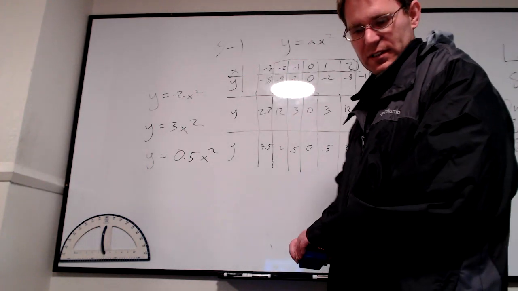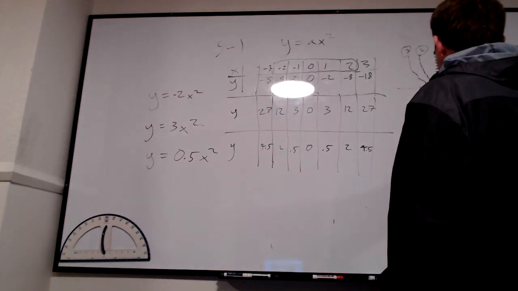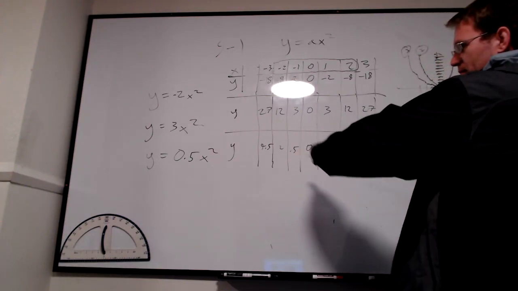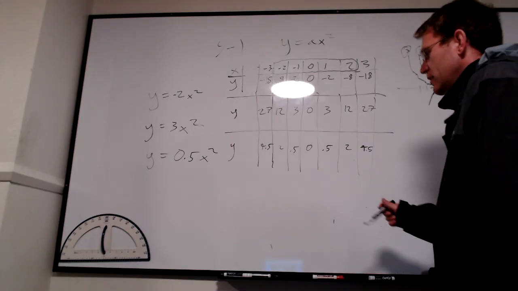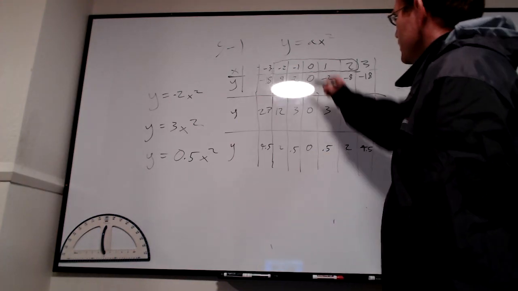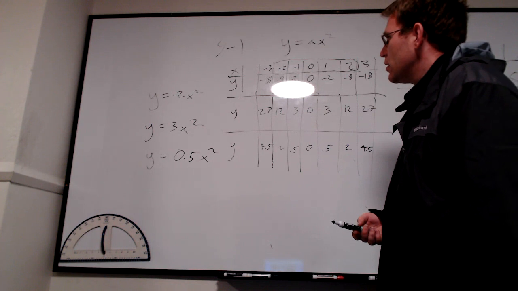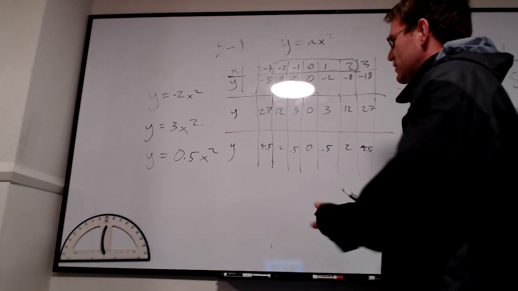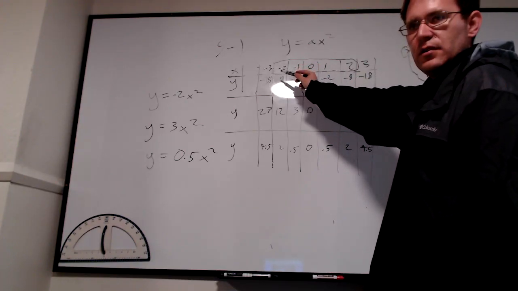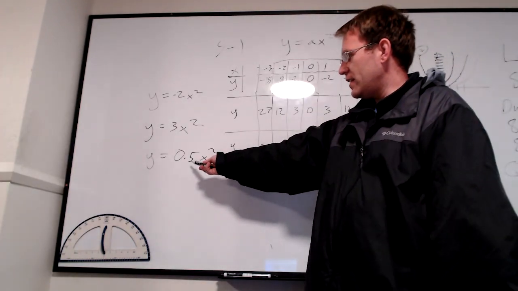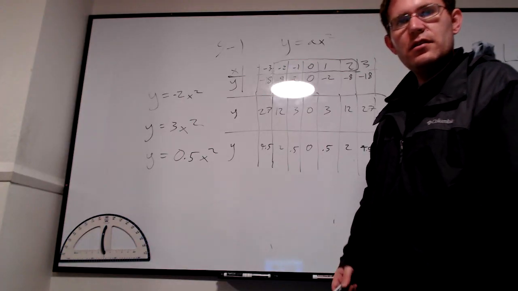Okay, so now let's think about this more algebraically, since we're in algebra. I haven't done the 0.5 one yet. Okay, so if you take 2 and square it, what's 2 squared? 4, correct. Times 0.5, which would be 2. So I just put 2 down here.